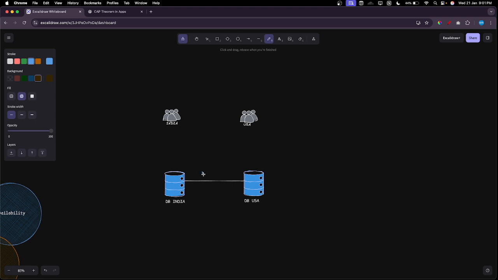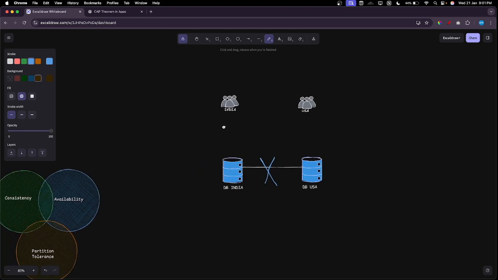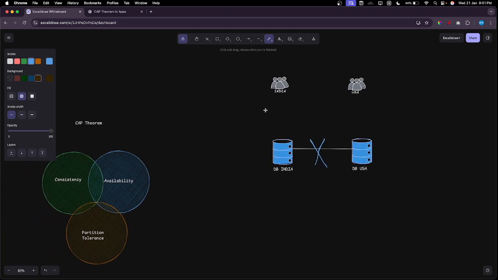Now, let's suppose a partition happens between these two databases. As it is already distributed, we cannot avoid the partition, so partition tolerance must be there. So in CAP, we must choose P. Now we can only choose between consistency and availability. We cannot have all three.